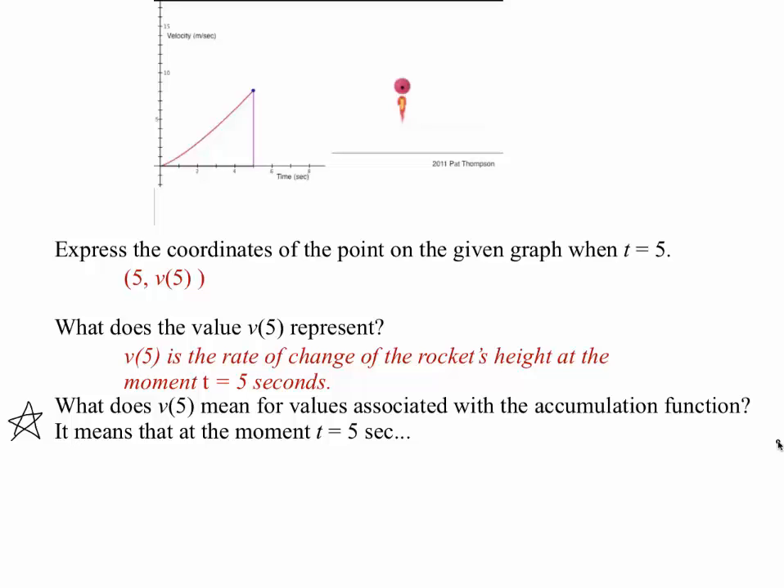Okay, here's the most important question. Have we learned something this semester? What does that value, v of 5, mean for values associated with the accumulation function? Somebody new? Joseph, you can go for it. Is the instantaneous velocity of 5 seconds? That's not answering my question. What does it mean for values associated with the accumulation function? What's our independent quantity in this accumulation function? Time elapsed since launch. What's the dependent quantity? Height of the rocket. So I'm talking about those quantities. What does v of 5 have to do with those quantities? In the back.